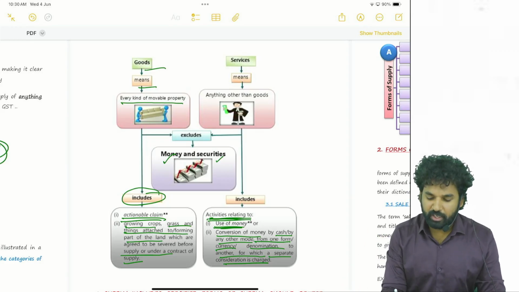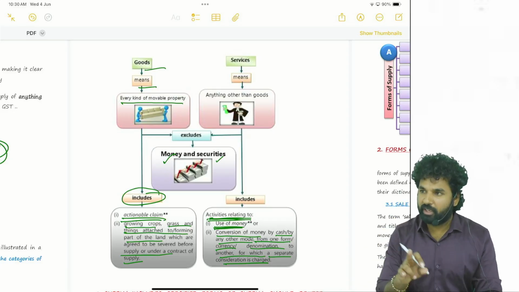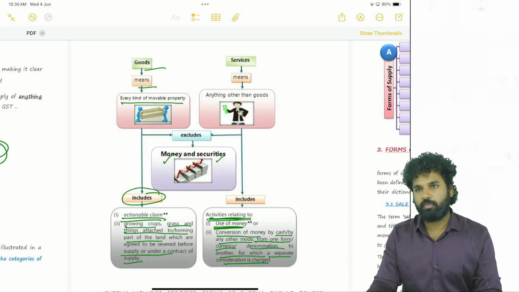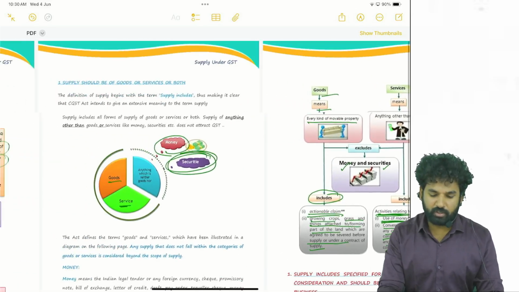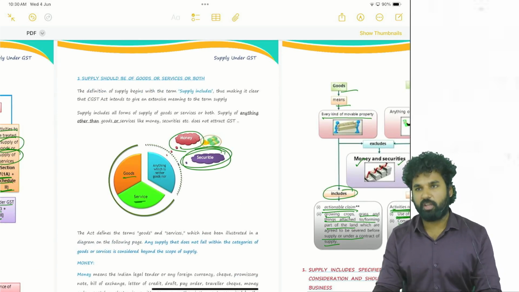So activities relating to the use of money or conversion of money are a service. Anything other than goods is a service, but money is not a good or service, and securities are not goods or service. You got this definition? So this is the definition of goods and services. Supply should be of goods or services or both.